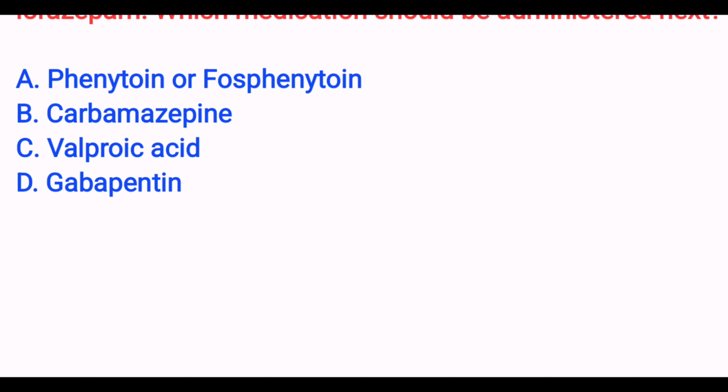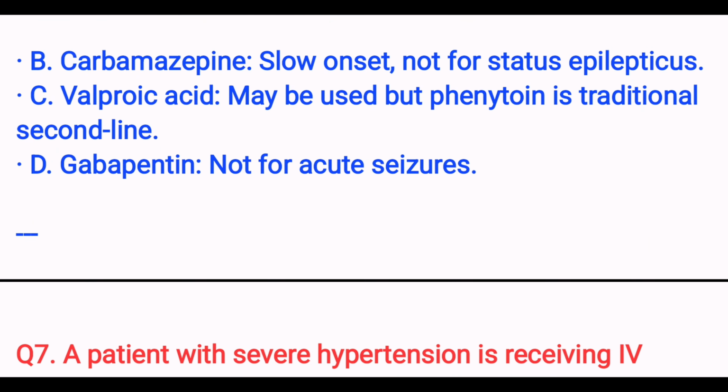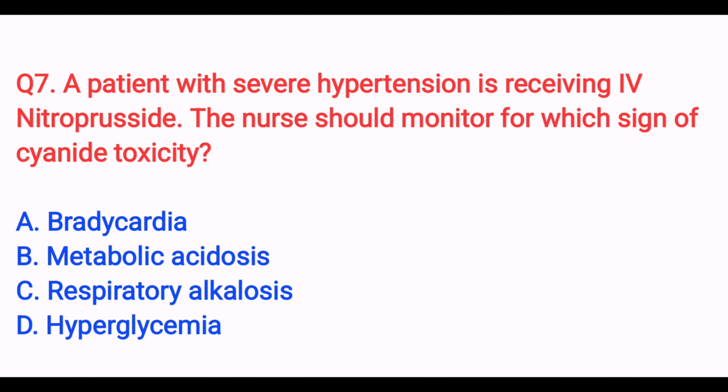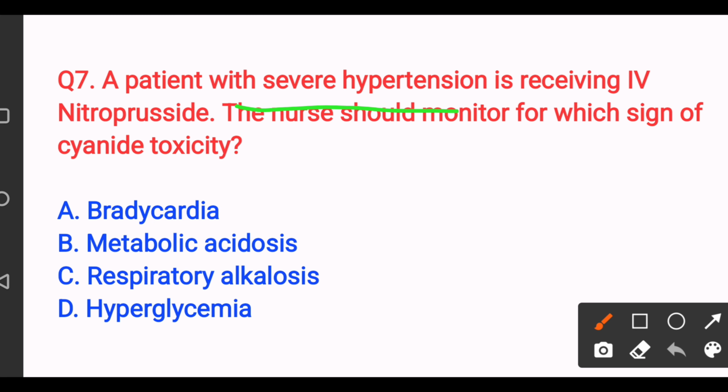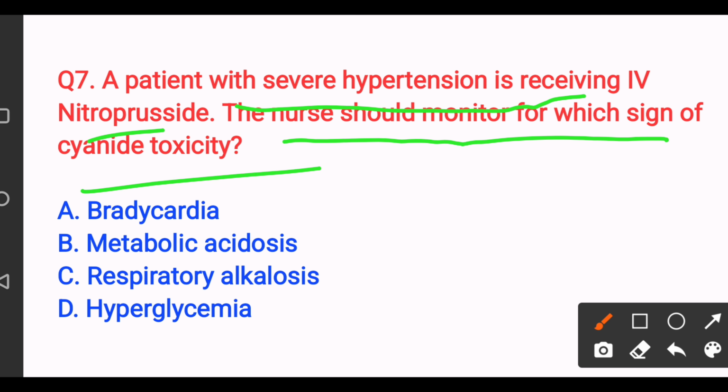Next, a patient with severe hypertension is receiving IV nitroprusside. The nurse should monitor for which sign of cyanide toxicity? Option A bradycardia. Option B metabolic acidosis. Option C respiratory alkalosis. Option D hyperglycemia. The answer is option B, metabolic acidosis.